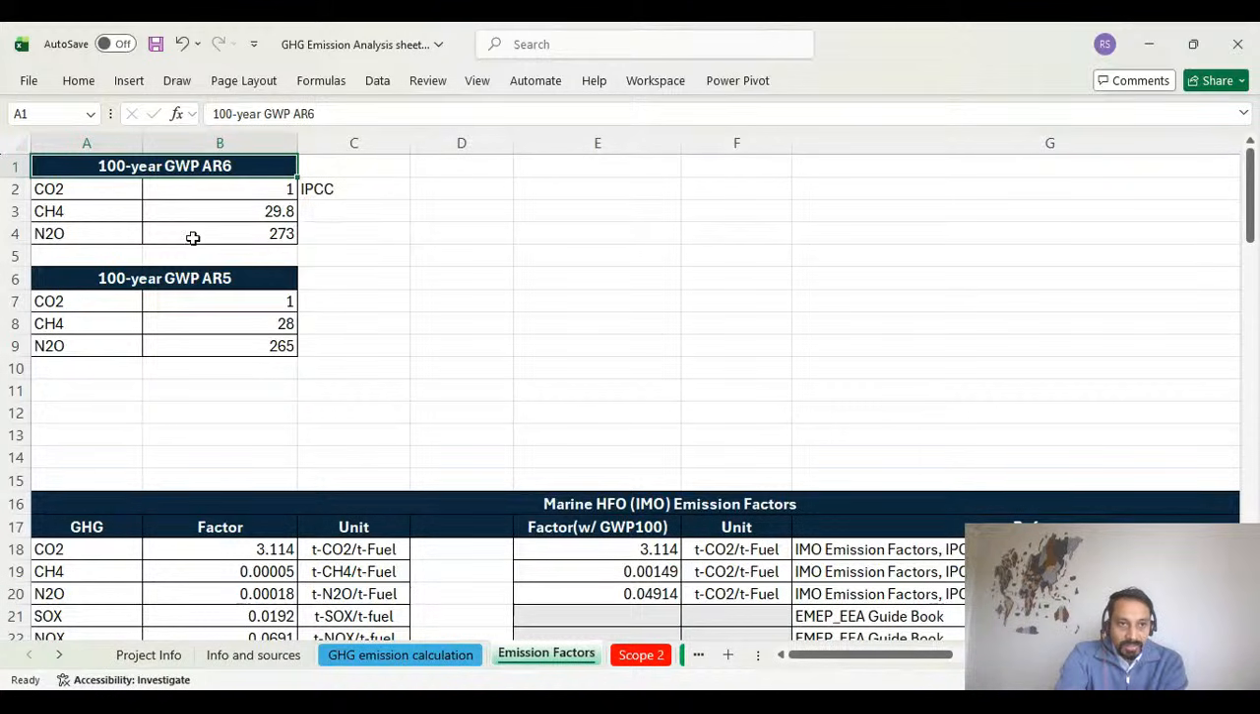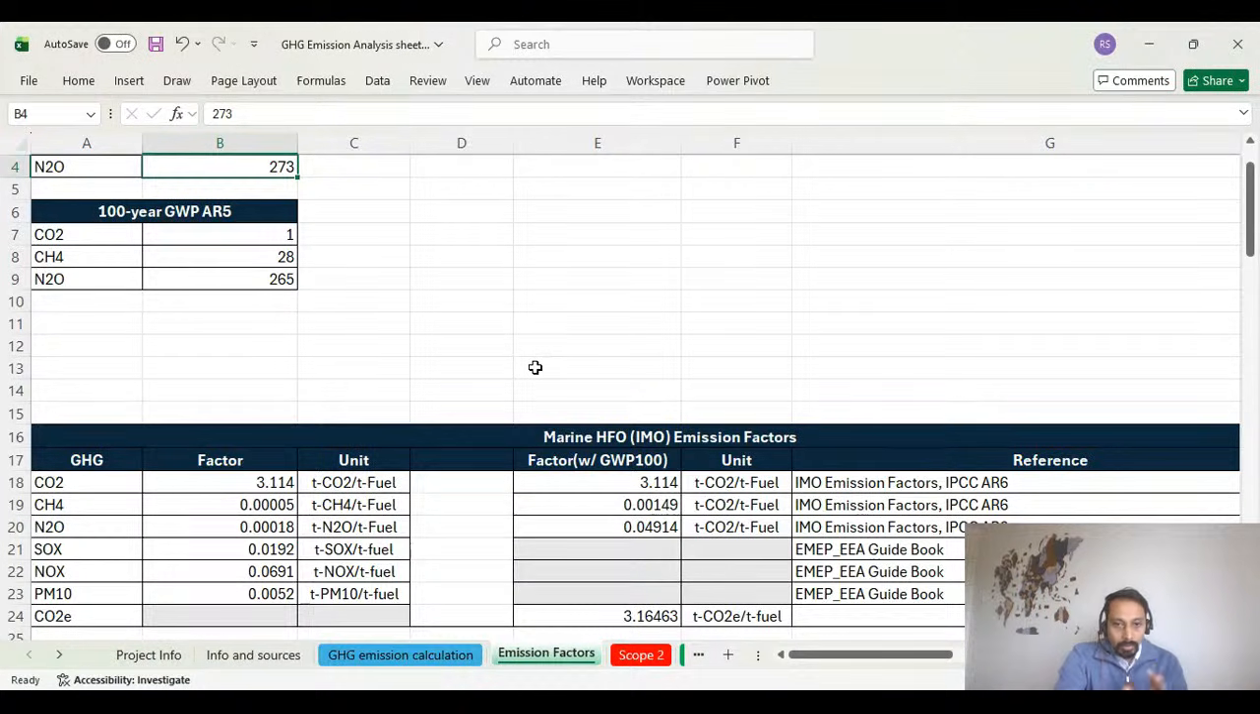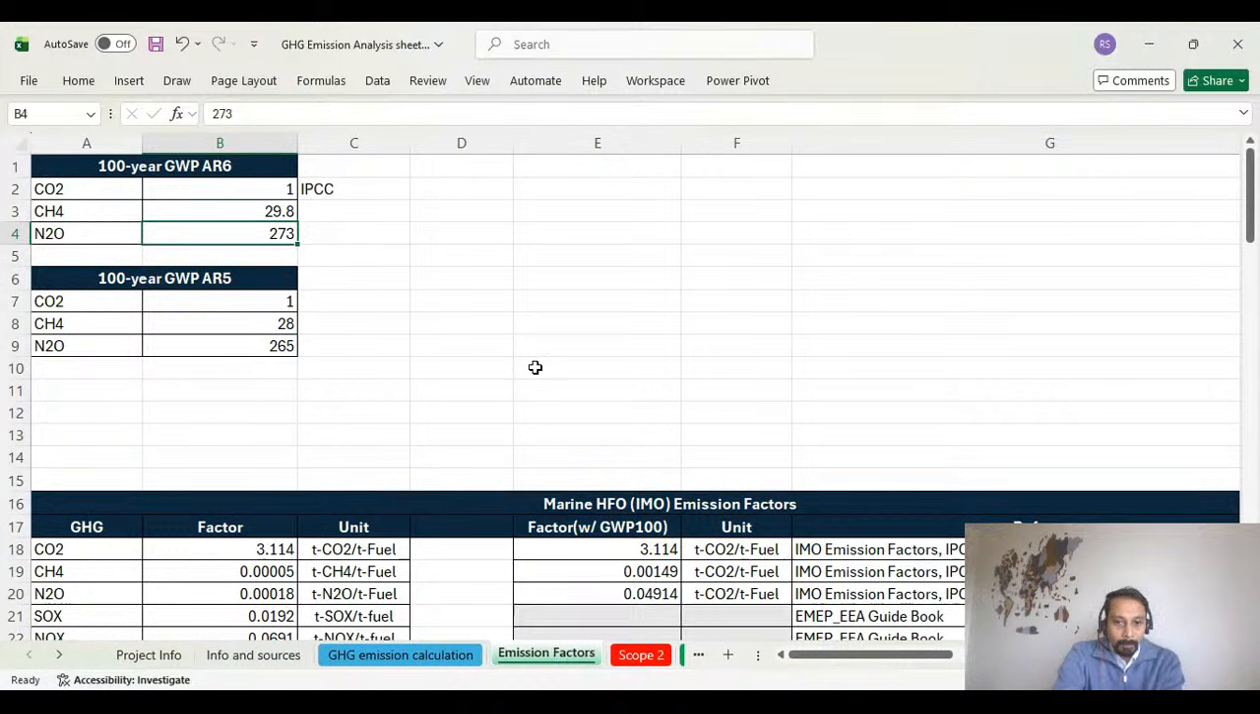So here you can see that for CO2, the GWP is 1, so you multiply by 1 only. For methane, you have to multiply by 29.8. For N2O, you have to multiply by 273. I am going slowly because some people have just started their GHG emission, ESG, or climate journey, and some people are professionals at calculating this kind of thing. So that is very important.